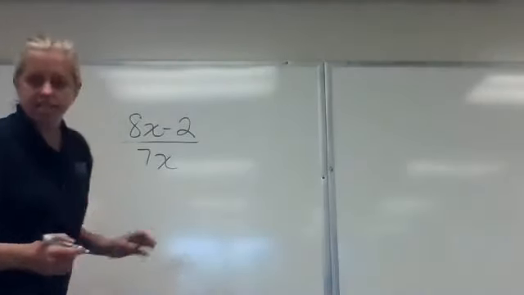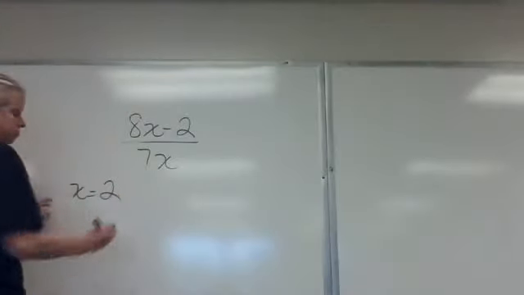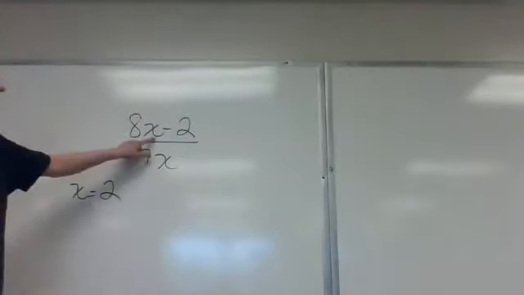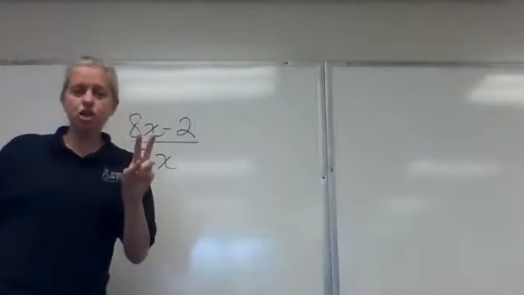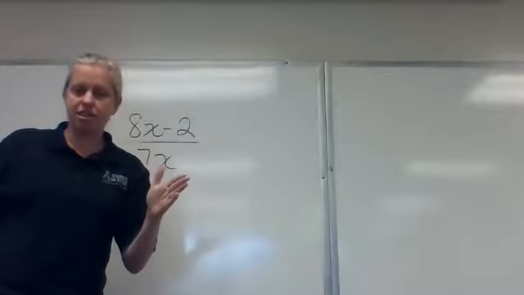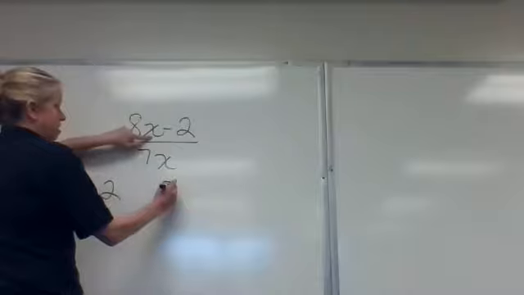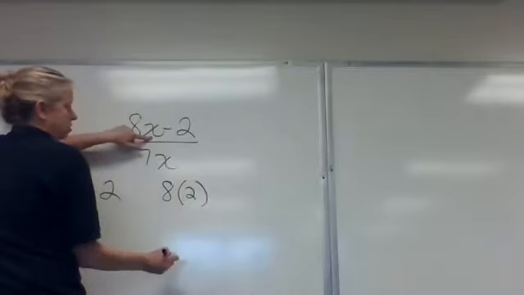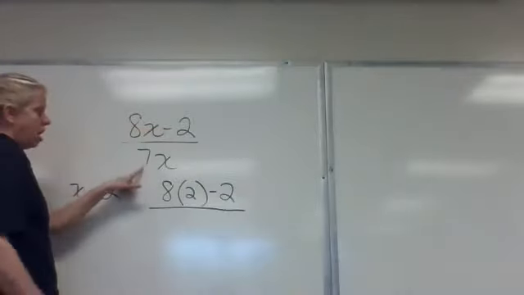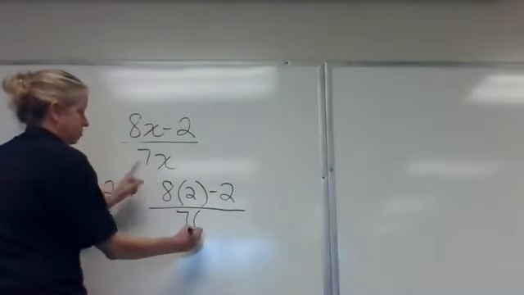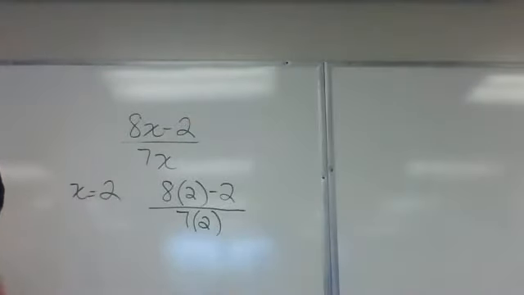So let's do x equals 2 first, which just means I'm going to come everywhere I see an x, and I'm going to put in a 2 and then just do the math in the top and the bottom. So up top, I would have 8, replace that x with a 2, minus 2, over 7, and replace that x with a 2. And then just do the math that we have.